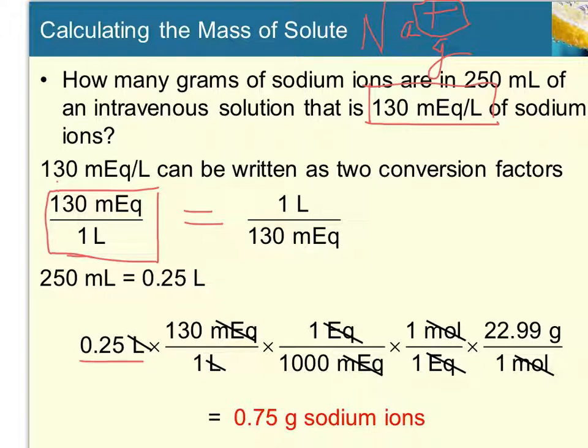And then the last thing I need to know is sodium. Sodium has a mass of 23. So I probably would have put 1 mole and 23 grams. They use 22.99. Doesn't matter. I just round things to a whole number when they're that close, and I get 0.75 grams of sodium ions.